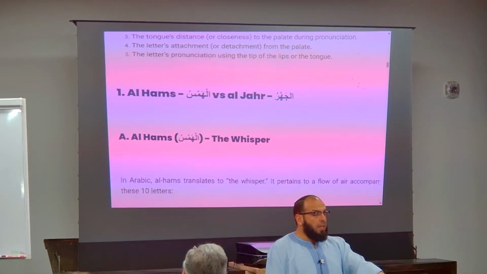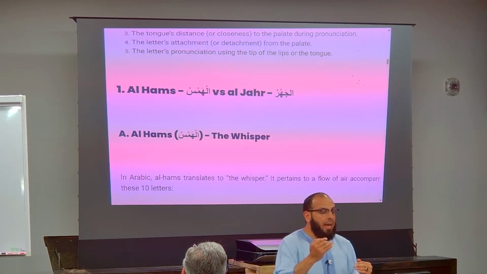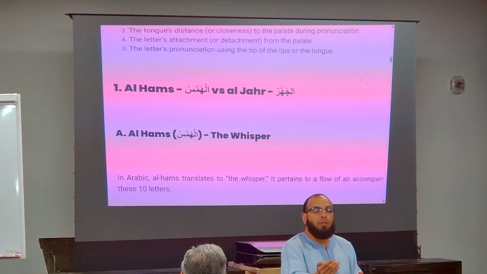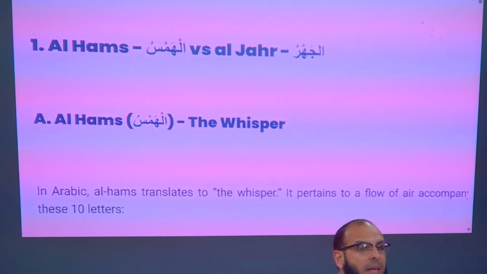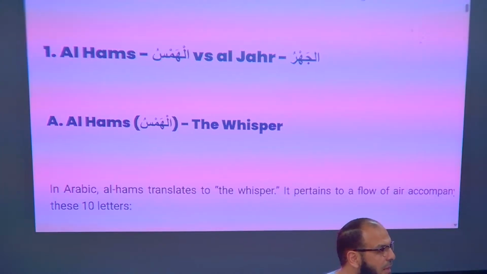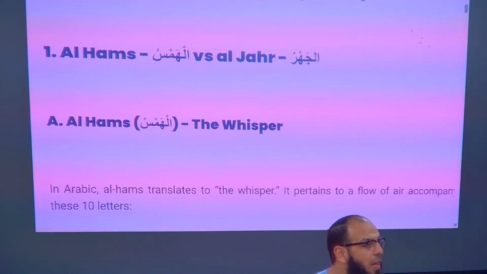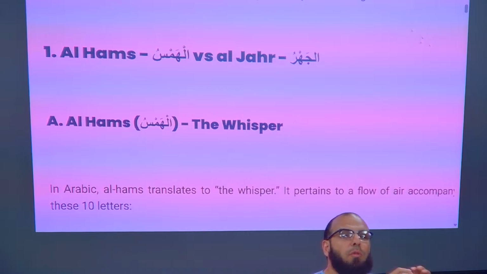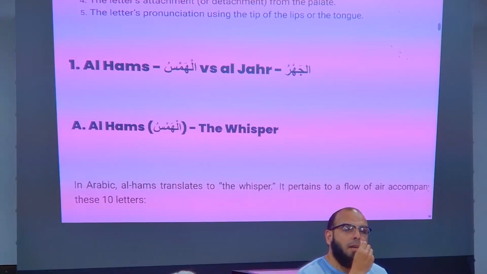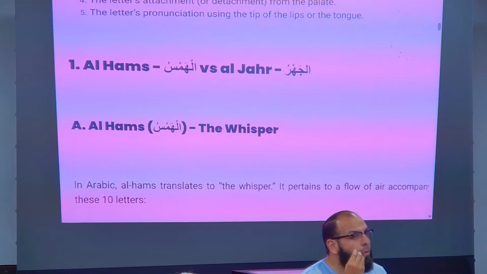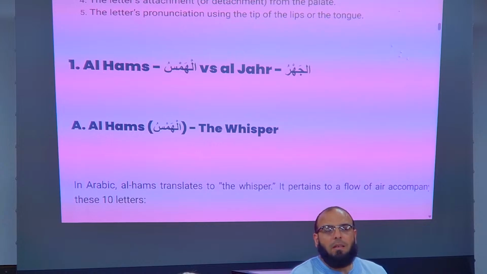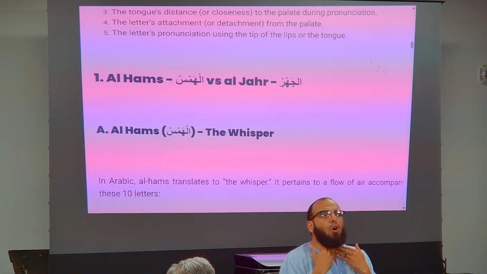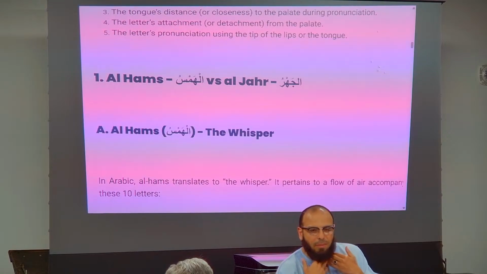So the first one is jahr versus hams, or hams versus jahr. Hams, hams, hams. That's the air, breathing. That one has a group of letters characterized with the sifa of hams. They will have a little bit of air or breath as you are saying them. The ones with jahr will not. So it all happens in the hanjara, in the larynx. Is it the larynx? I'm saying it right?